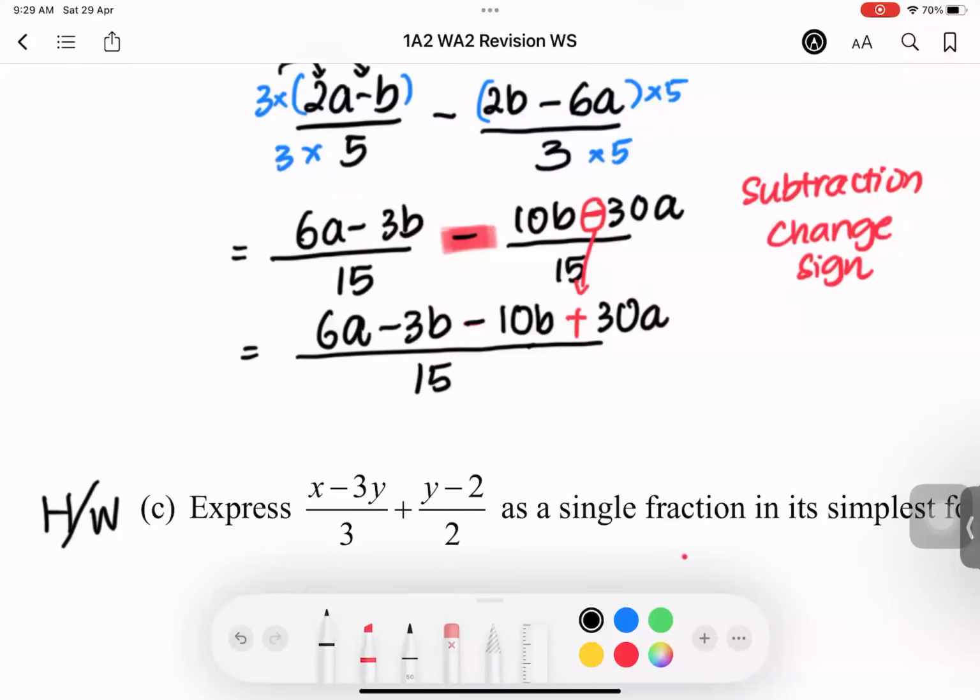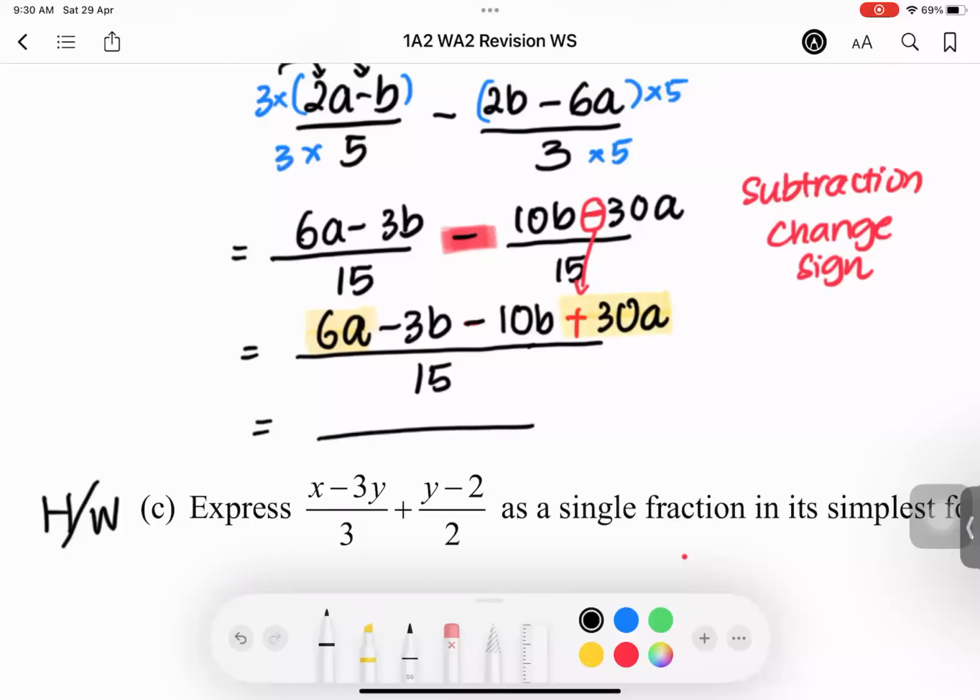Next person, Keon, how do we combine them together? Can you help me simplify? 6A with negative 10B. What will we get? Keon, 6A with negative 10B. 6A minus 10. 3A minus. Wait. Did I put wrongly? Oh, yeah. Sorry, I put wrongly. So 6A should be with who? 30A. Positive 30A. 6A. Yeah.